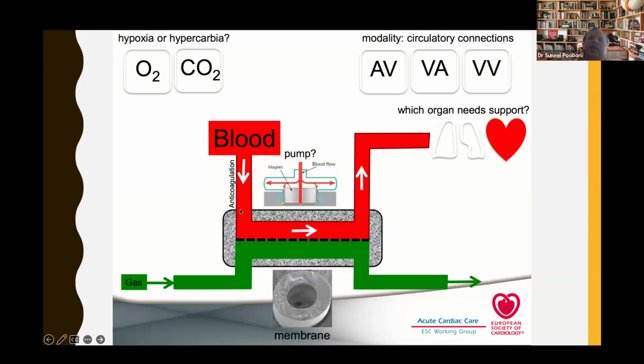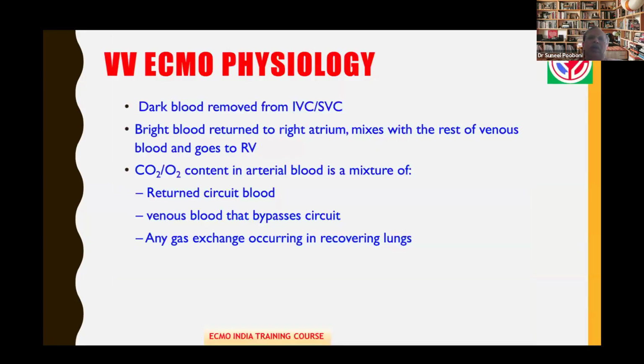So the blood is taken from the reservoir and it flows there. Around that, it is anticoagulated, and there is a membrane oxygenator with the gas flowing in that. Gas exchange takes place, and the blood is delivered either to the lungs or to the heart. We remove dark blood from the IVC or SVC or both.